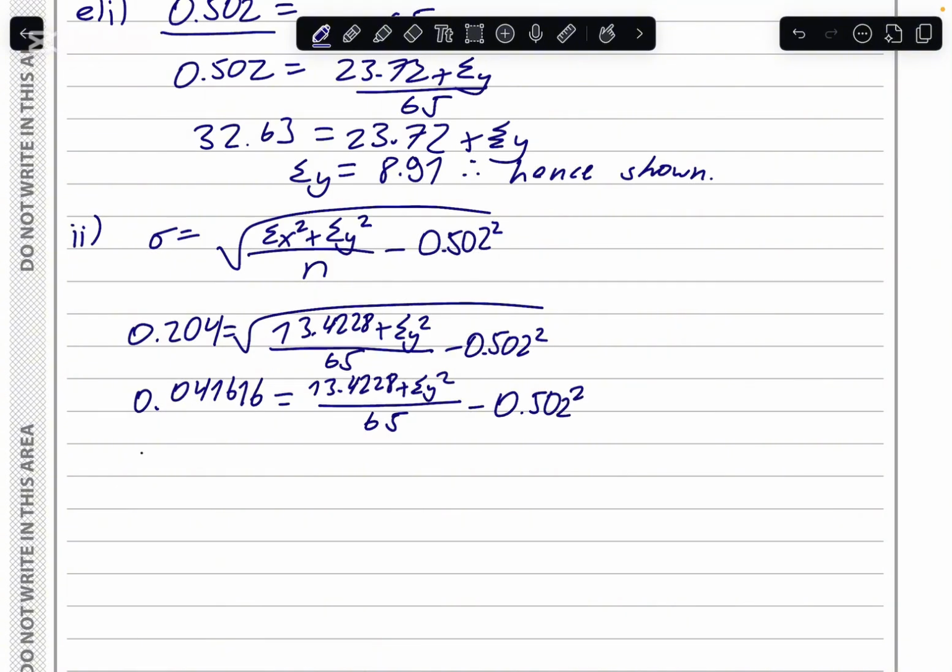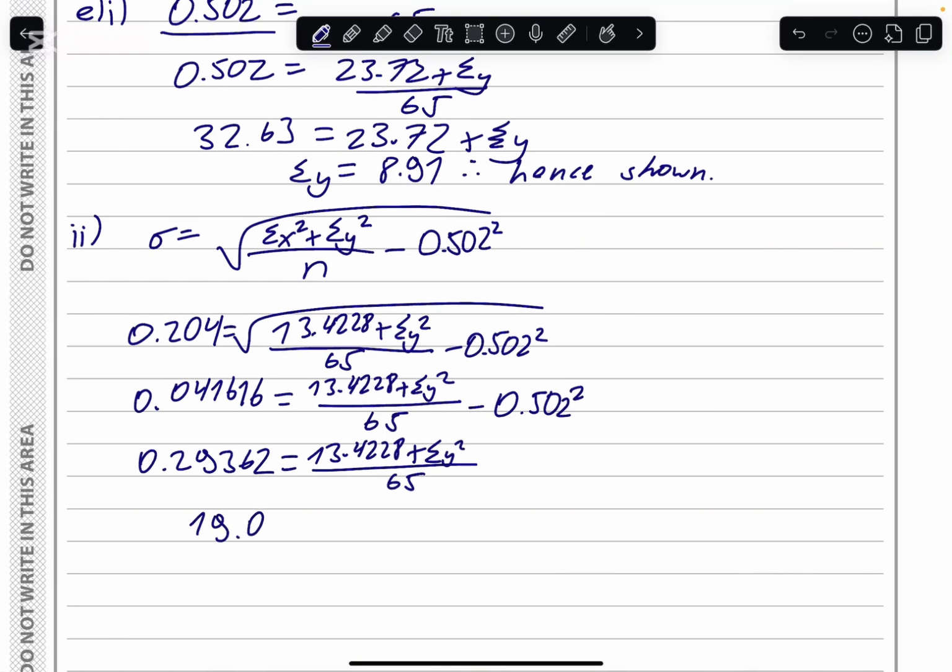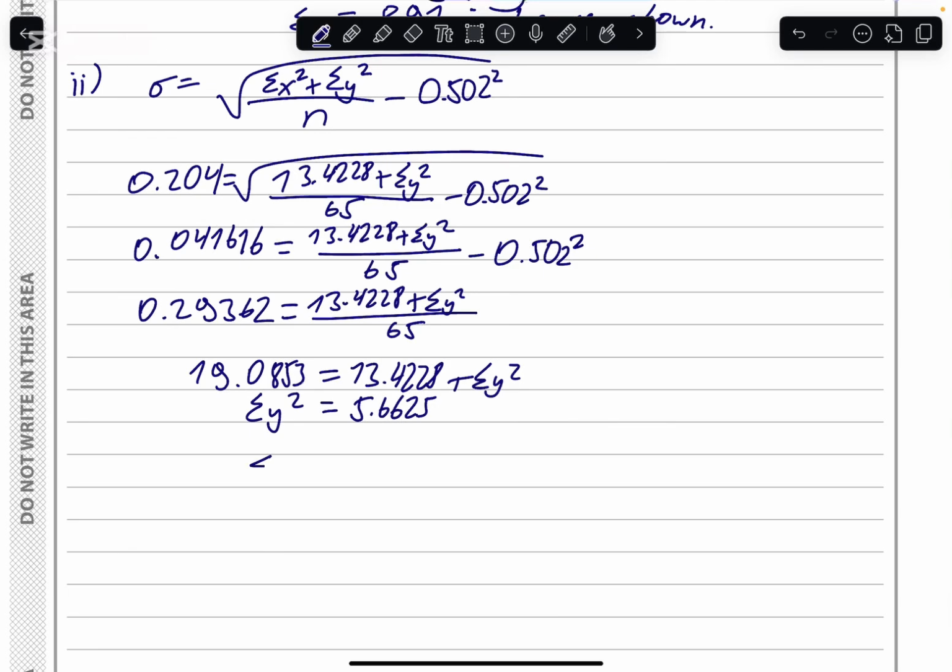Taking the 0.502 squared to the other side, we're left with 0.29362 is equal to 13.4228 plus Σy² over 65. Taking the 65 to the other side, we're left with 19.0853 is equal to the above. And leaving Σy² alone, we get Σy² to be 5.6625. And to three significant figures, we get that Σy² is equal to 5.66.